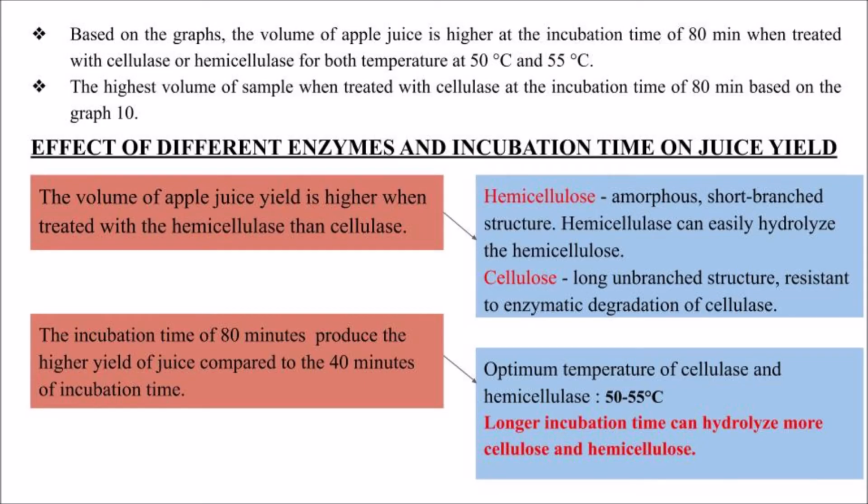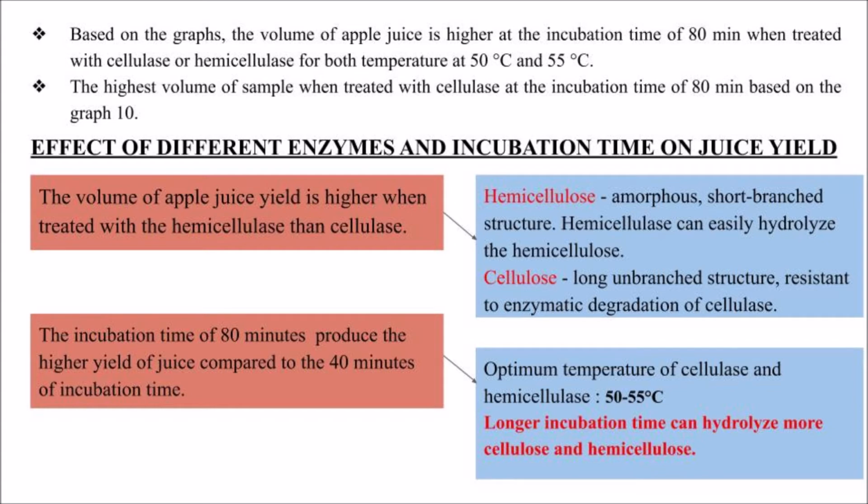Generally, we obtain a higher yield of apple juice extraction when treated with enzyme. Based on the graph, the volume of apple juice is higher at the incubation time of 80 minutes when treated with cellulase or hemicellulase for both temperatures, 50 degrees Celsius and 55 degrees Celsius. The highest volume of sample when treated with cellulase is at the incubation time of 80 minutes based on graph 10. Next part is the effects of different enzymes and incubation times on juice yield.